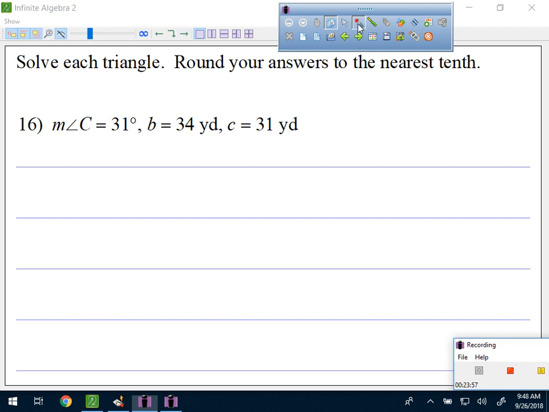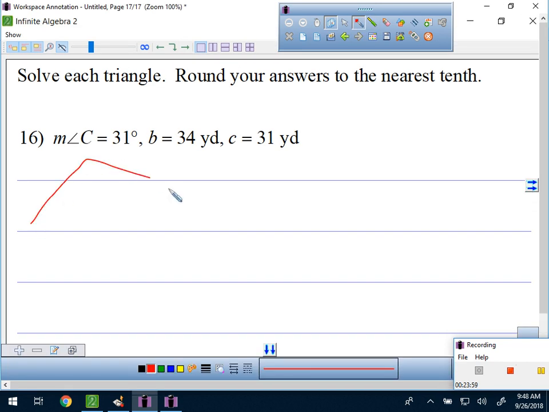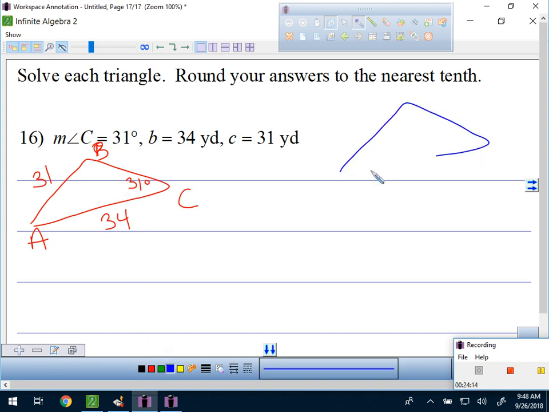It says solve the triangle. So I'm going to draw a triangle, can't assume it's right, and I'm going to label it. So angle C is 31 degrees, side B is 34, side C is 31. It is ambiguous case because I give you two sides and an angle. So in the back of my mind, there might be a second triangle, so I'm going to label that with an angle that's 31 degrees here, this is 31, and this is 34.